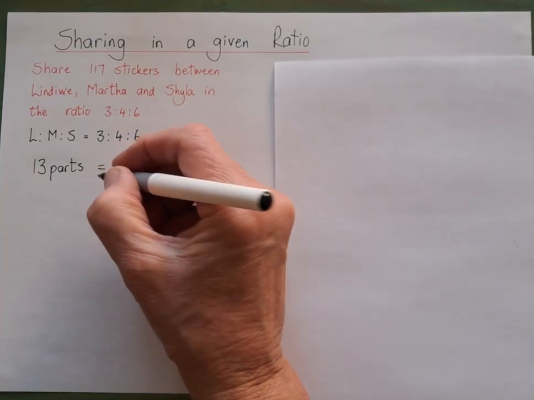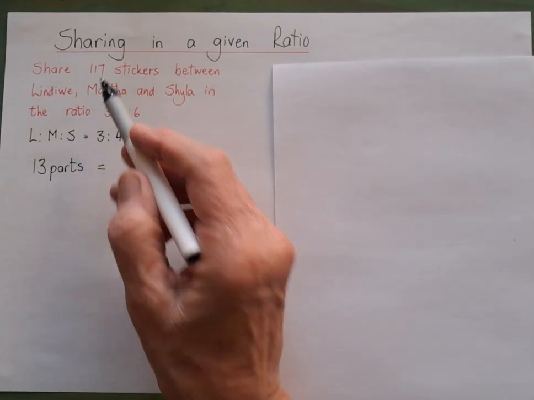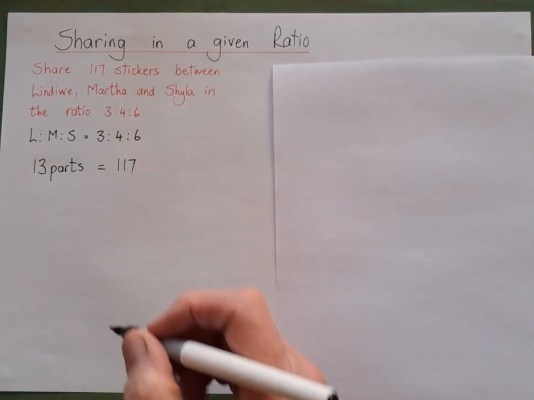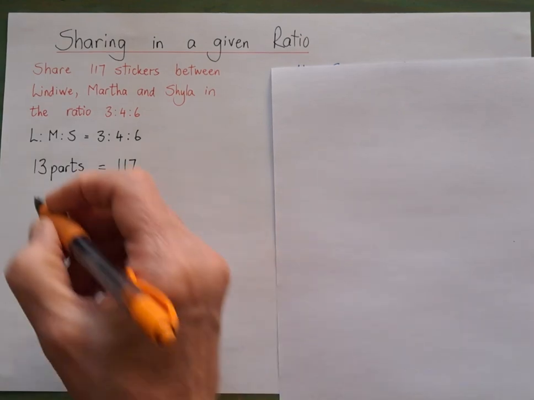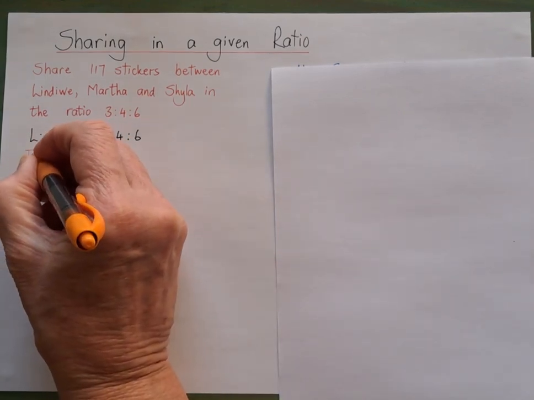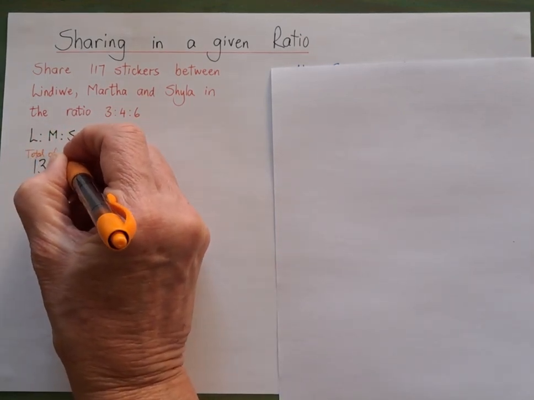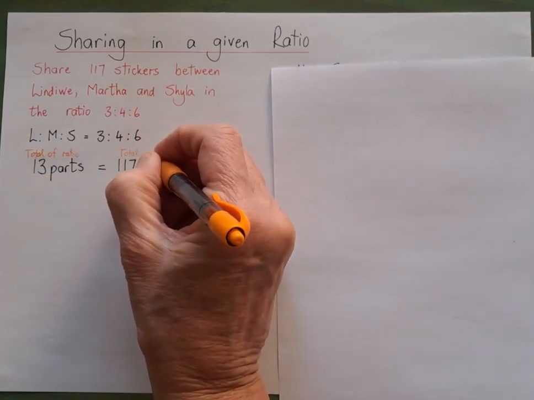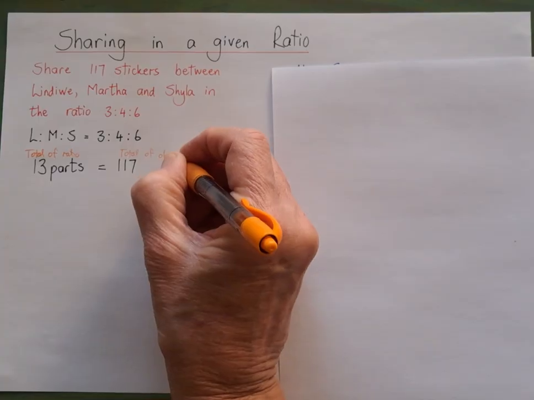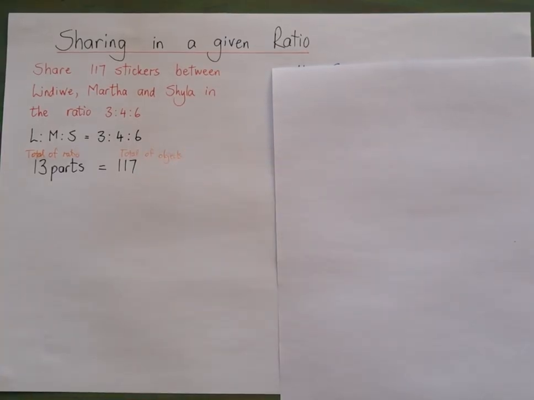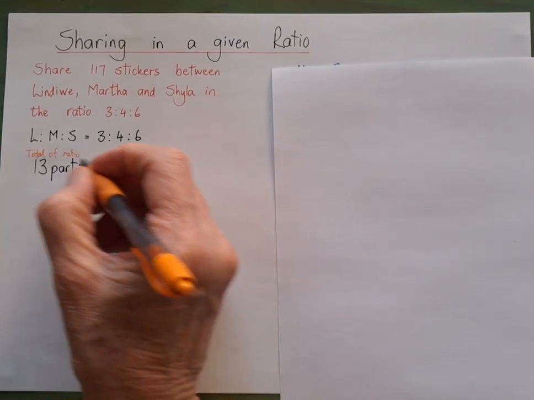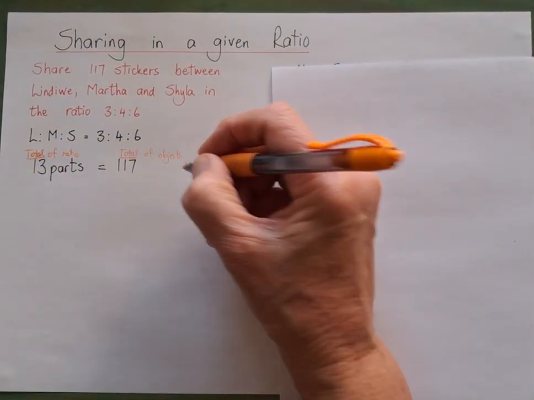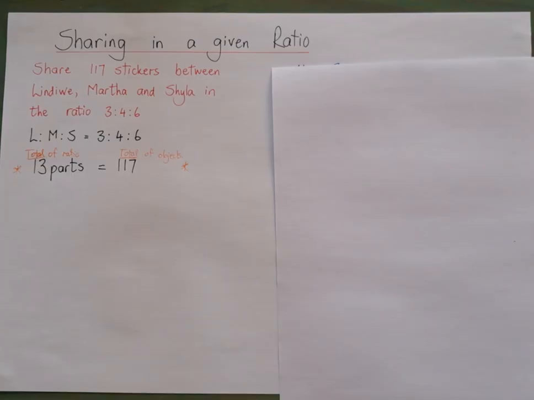Then I'm going to equate it to the total of the thing that I'm trying to divide up, which is 117 stickers. So think of this as the total of the ratio, and this one is the total of the objects that you're sharing. The important thing is a total equal to a total, and then you'll probably remember that step. If you don't remember this step, you're going to have a little bit of a problem.